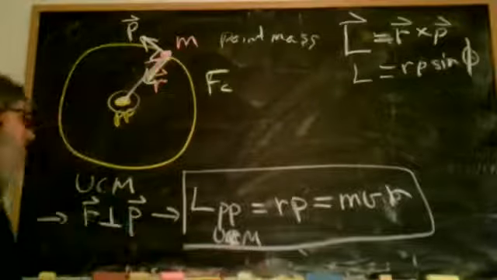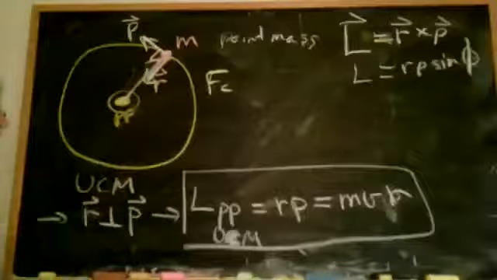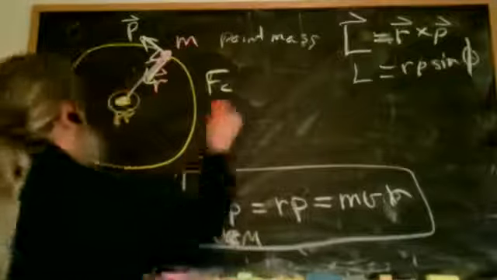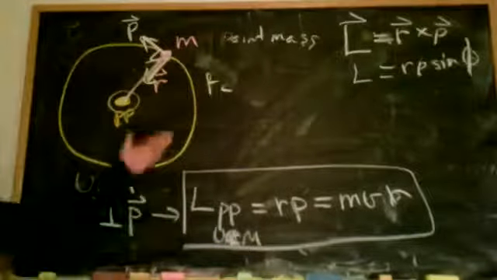As long as I'm moving in uniform circular motion, the system is isolated to torques. There's no net torque, and therefore angular momentum is conserved. Everything is good. Questions about that before I erase it?